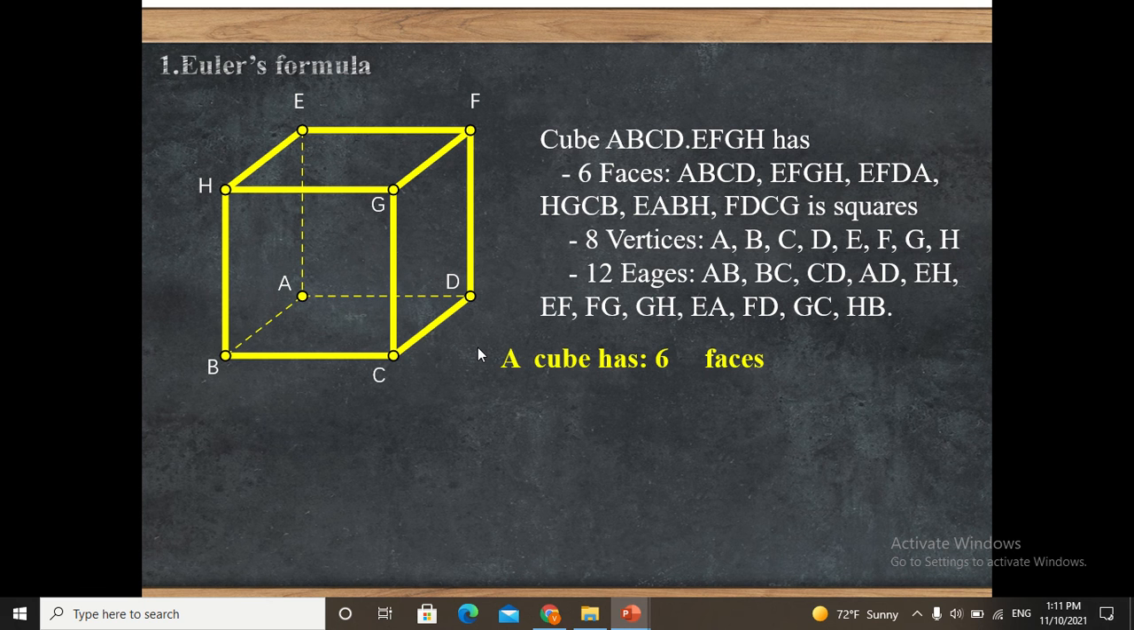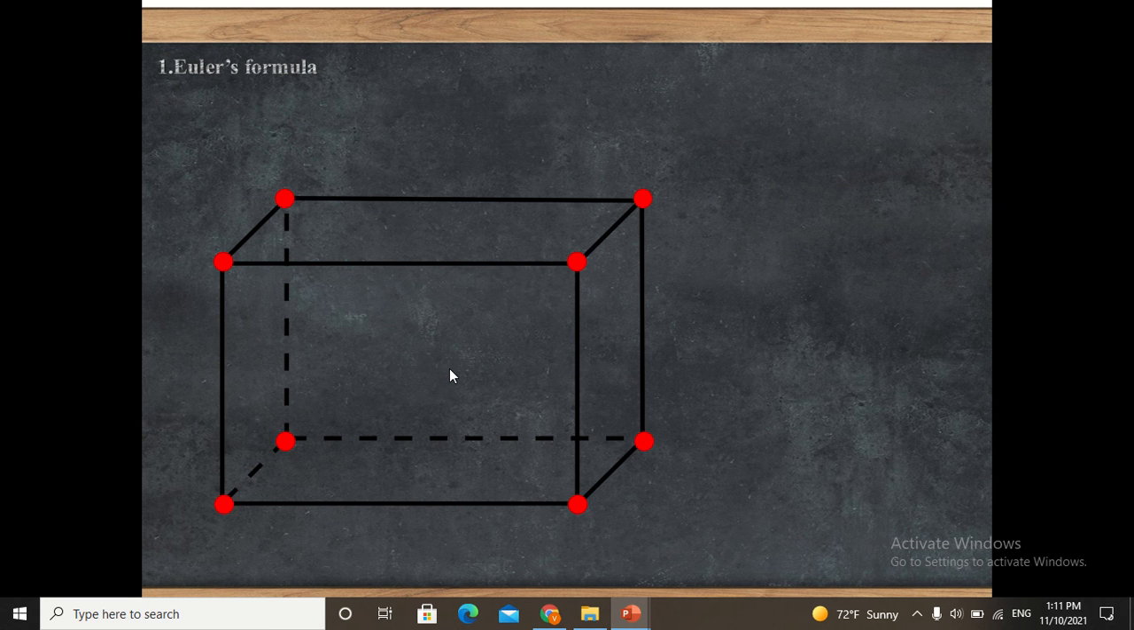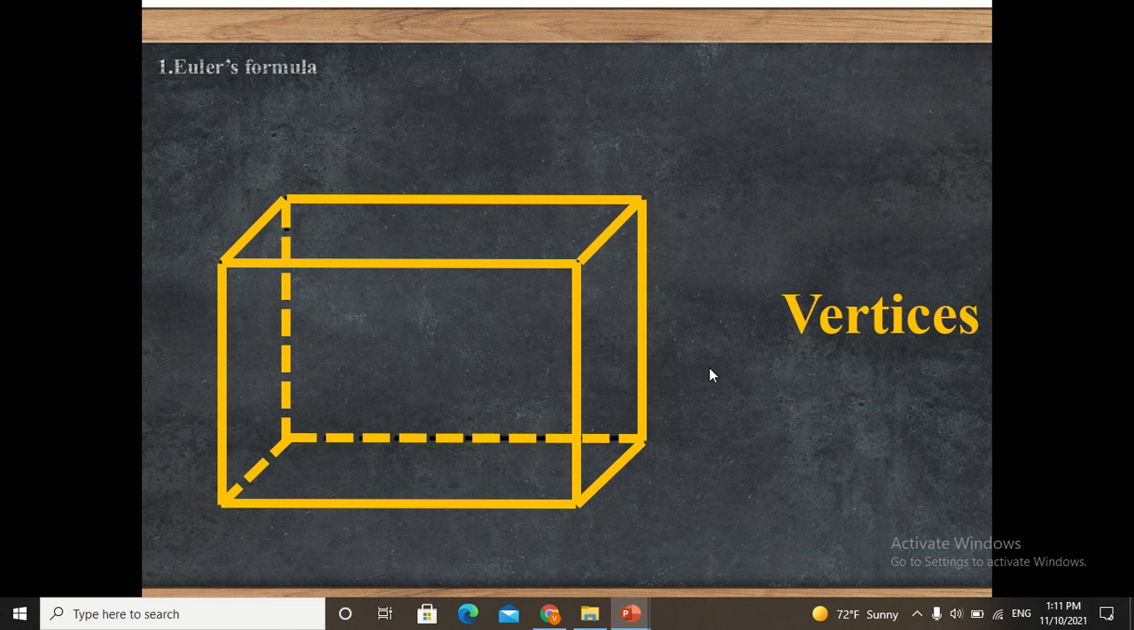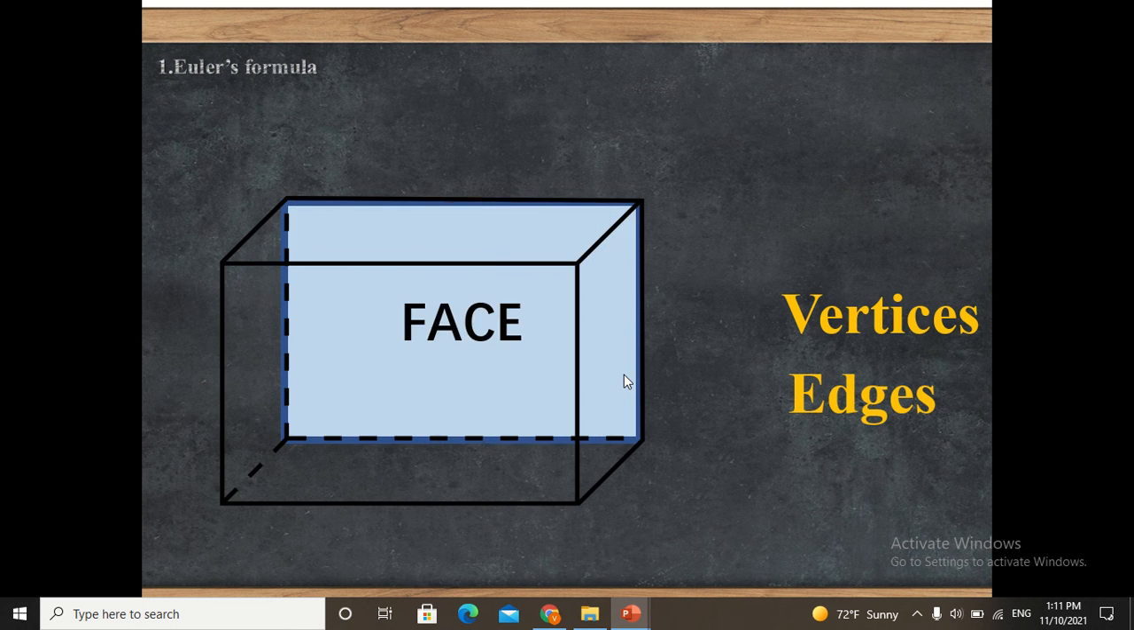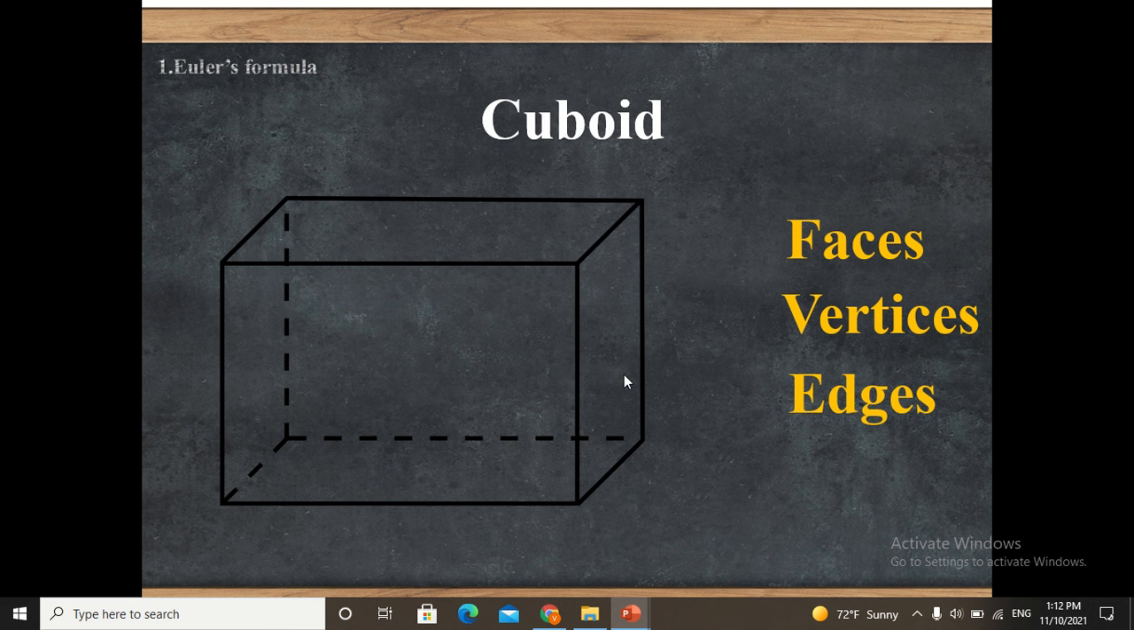We can see a cube has 6 faces, 8 vertices, and 12 edges. We have 6 plus 8 minus 12 equals 2. Try with a cuboid. A cuboid has 8 vertices, 12 edges, and 6 faces.